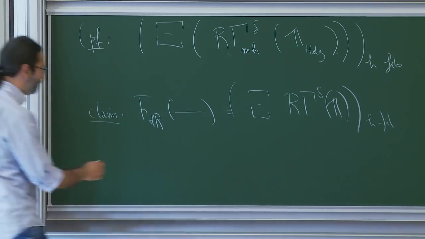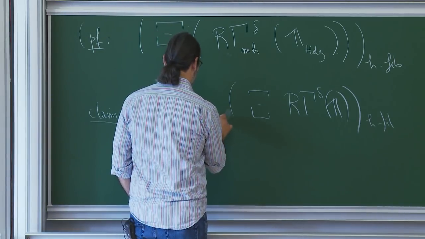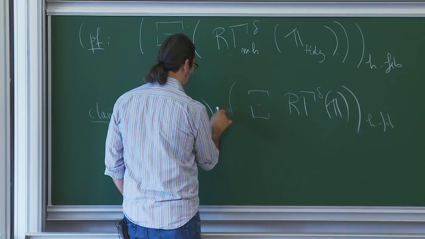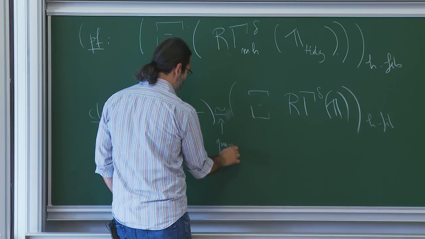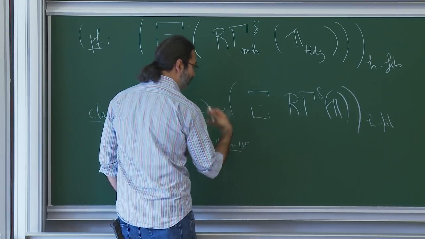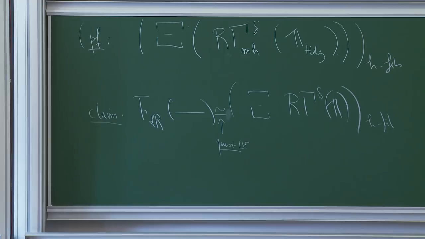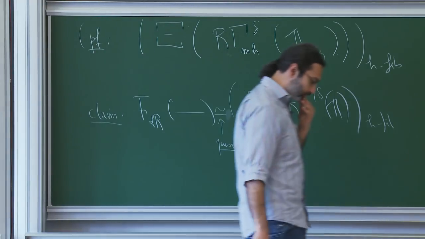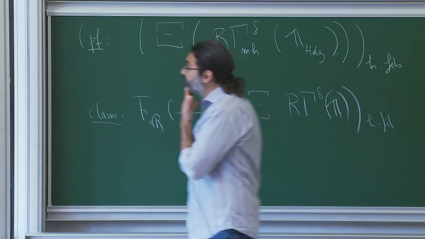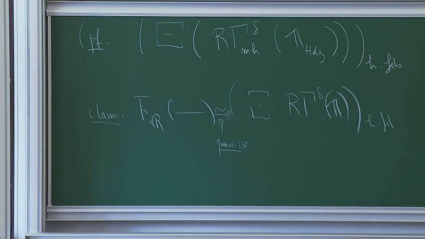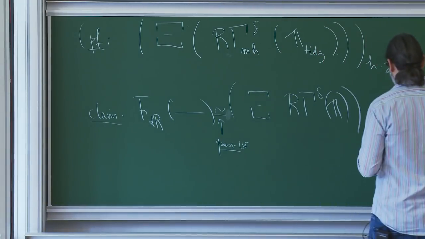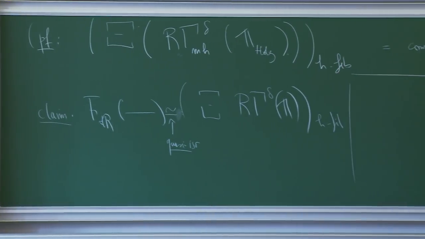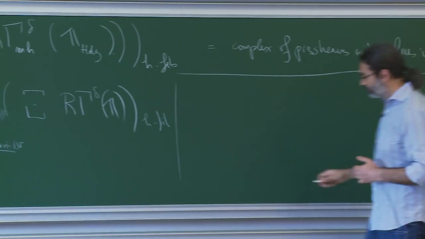So this is not completely obvious, but in fact it's a quasi-isomorphism. So they're not the same, really. But somehow, I don't want to say more about this. Okay, so right. But once we have this, it's not difficult to conclude. So here's how the proof continues.